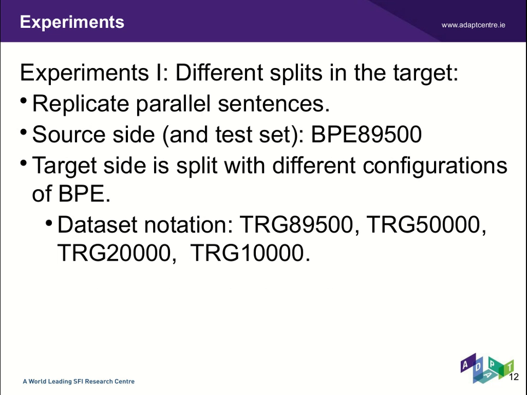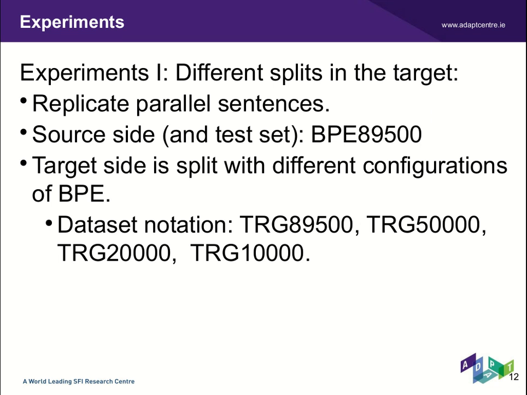So first, let's move to the first set of experiments. As we said before, we are going to replicate the parallel sentences. We will concatenate different datasets, and in each dataset we are going to apply a different configuration of BPE on the target side, and on the source side we are going to keep the same BPE configuration as the test set, 89,500.